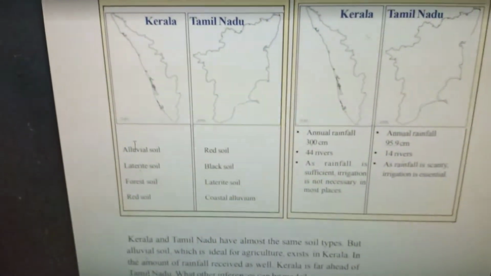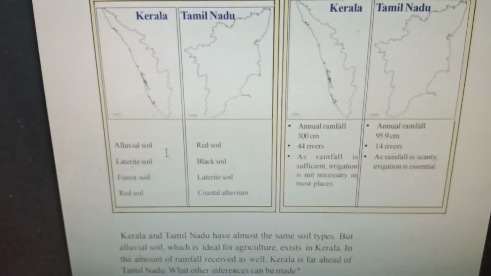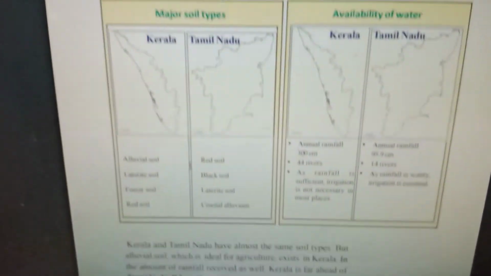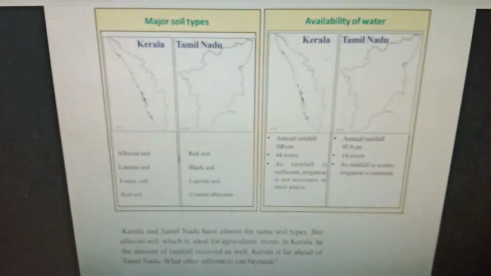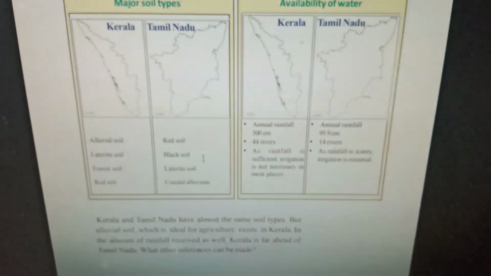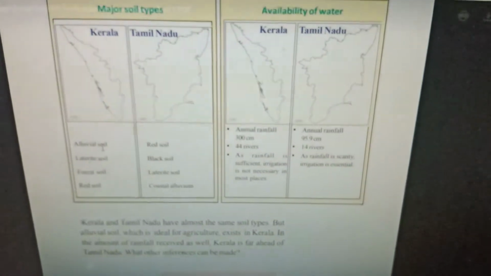So now we have come across the features of all the soils. From this, can you tell me which state is more suitable according to the soil types? Yes, it is Kerala because of the presence of alluvial soil.